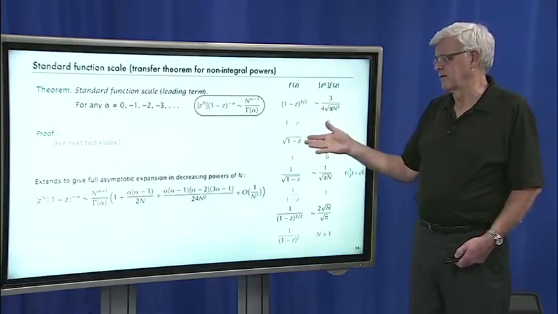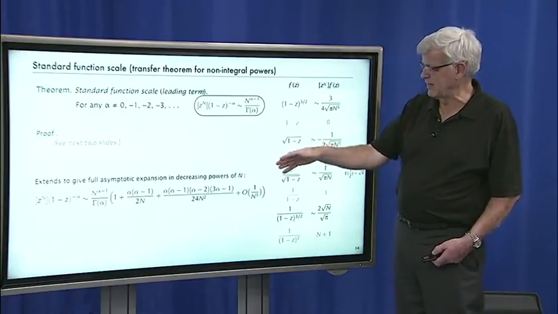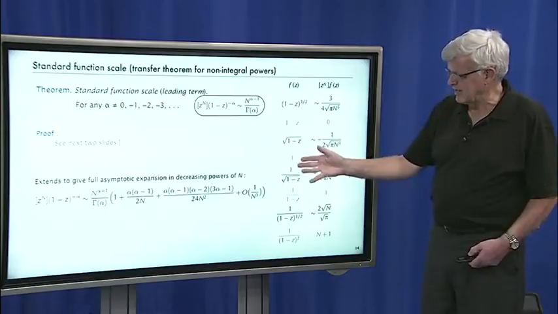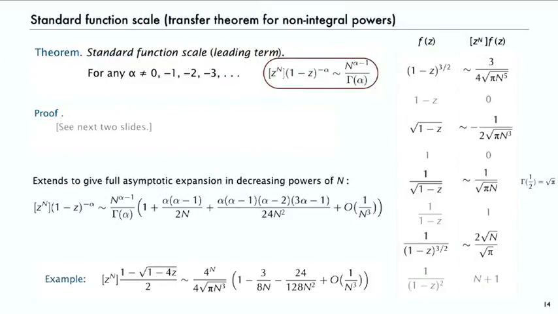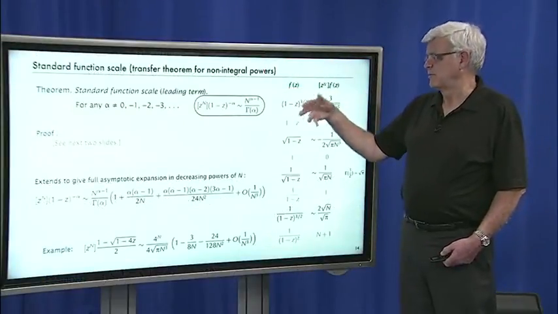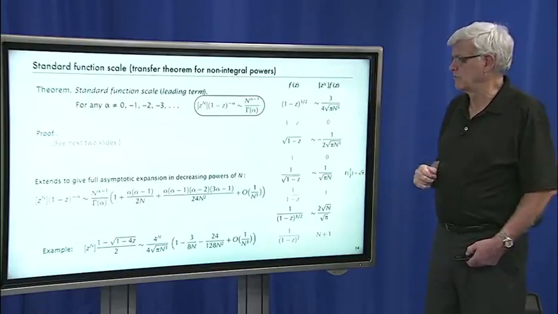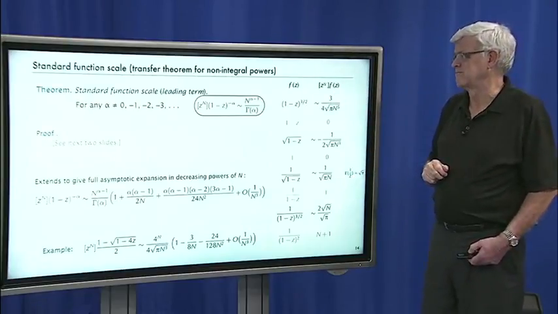And again, the proof of the theorem extends to give a full asymptotic expansion in decreasing powers of n with that leading term, n to the alpha minus 1 over gamma of alpha. So it's a very generally applicable and powerful theorem. For example, we can take our generating function for the Catalan numbers and immediately know from the theorem the asymptotic expansion that we derived with so much pain using Stirling's approximation of binomial coefficients and other things. It's an immediate transfer theorem from the standard scale out to the asymptotics of the coefficients that we can apply broadly.